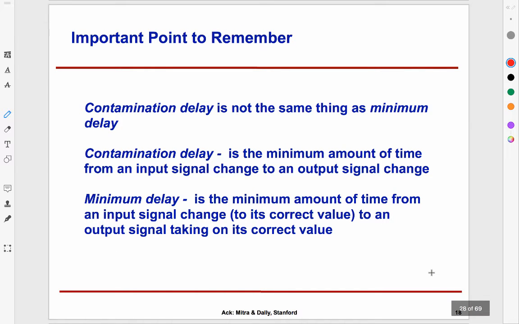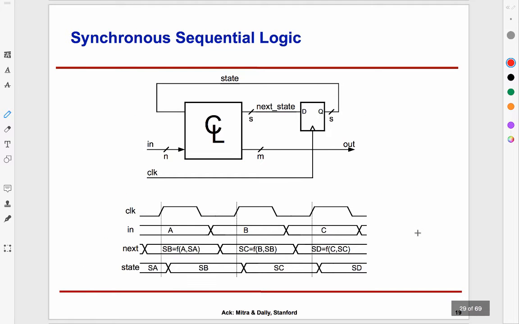Okay, so main points to remember at this stage. Contamination delay is not the same thing as minimum delay. When we refer to minimum delay, we are basically referring to the minimum propagation delay. Whereas contamination delay is basically saying something about the earliest change to the earliest change. So that's one point to remember. Contamination delay is the minimum amount of time from an input change to an output changing, whereas minimum delay is the minimum amount of time from an input change to an output changing to its correct value. So you'll often see minimum delay, that's a different term. So contamination, propagation, and how to compute them is something that you should be pretty comfortable with. But it's a lot of this bookkeeping, basically, once you follow the definitions.